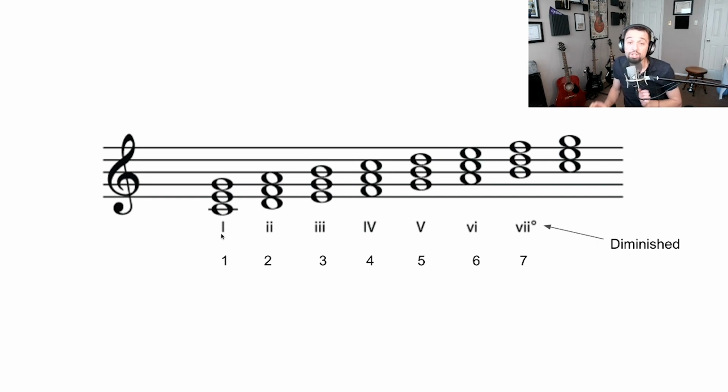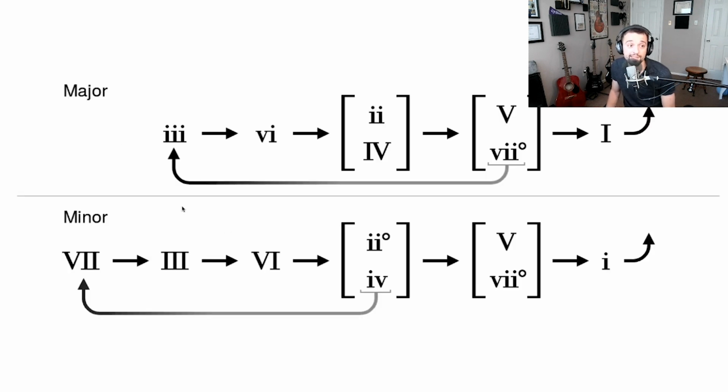Now, okay, what do we do with these Roman numerals? These different chords, the 1 chord, the 2 chord, 3 chord, 4, 5, what do we do with that? Well, we apply it to something called a chord flowchart, which looks like this. We have a major version and a minor version. We're going to focus today on the major version. So hopefully all of these Roman numerals are kind of making sense to you. So the 1 chord's based off of Do, 2 is Re, and 3 Mi, and so on and so forth.